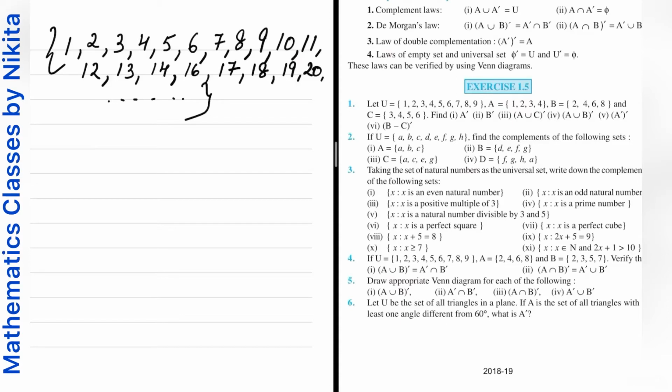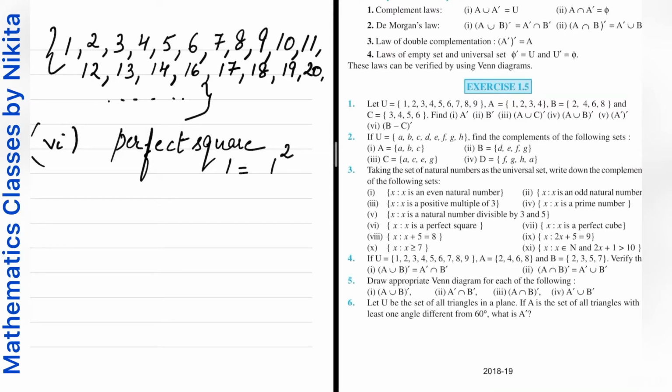Next part, sixth part. All those x such that x is a perfect square. Now what is a perfect square? See, perfect square is that number which can be written in the form of square of some number. For example, 1. So 1 can be written as 1 square.